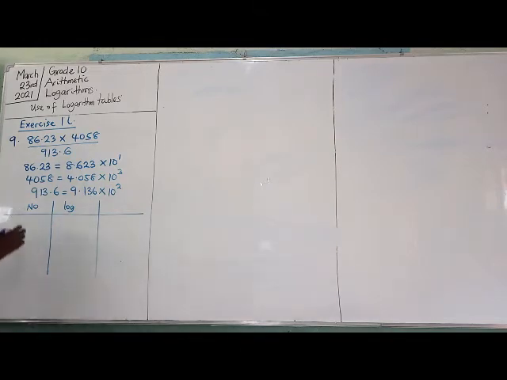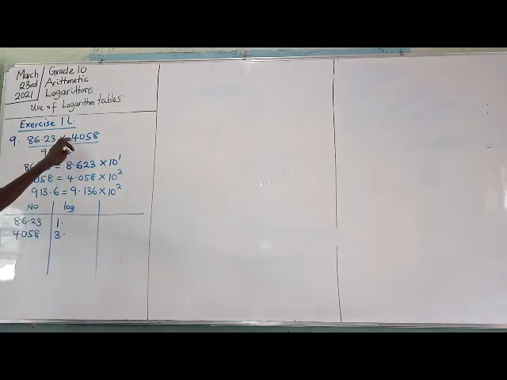You may not need it. So I write it in 6.23, and that will give me 1 point. And then I'll write 4058, and that will give me 3 points. Now notice that these two numbers here constitute your numerator.